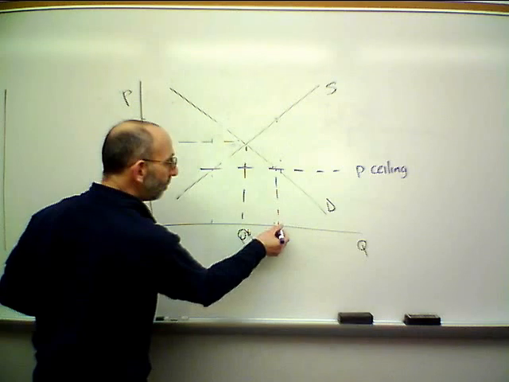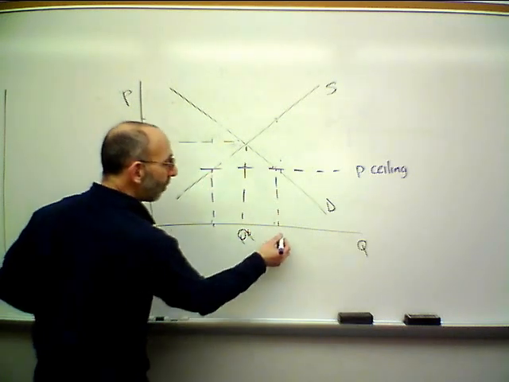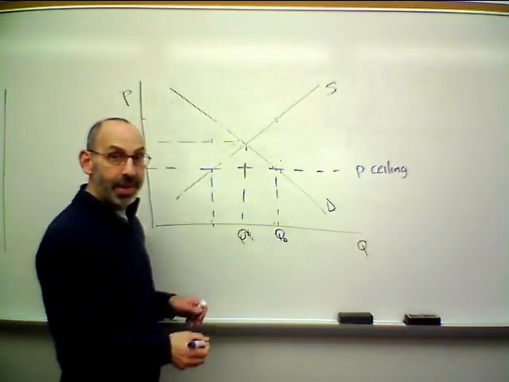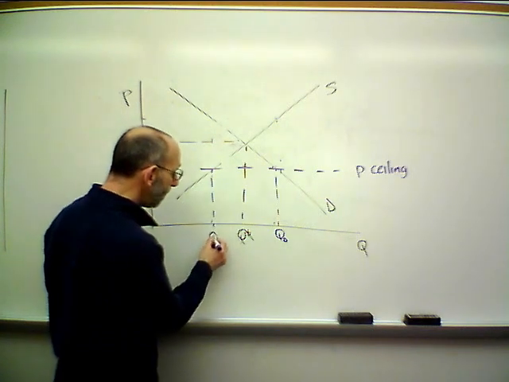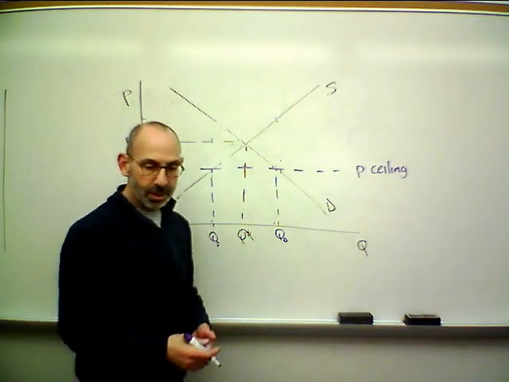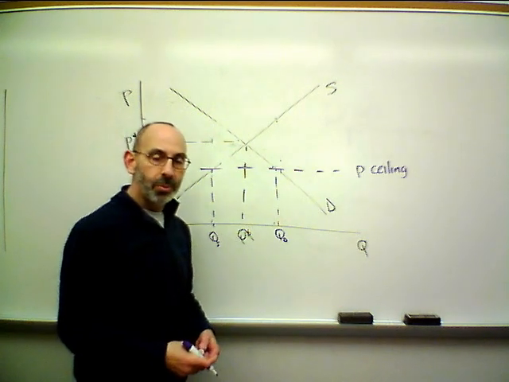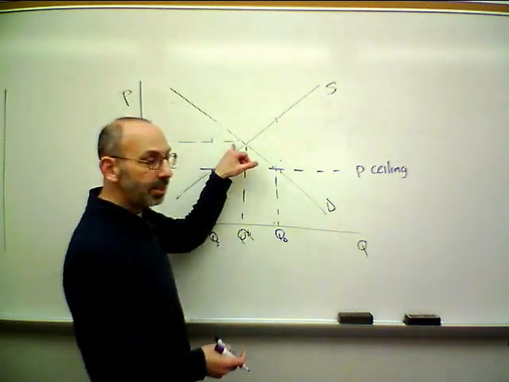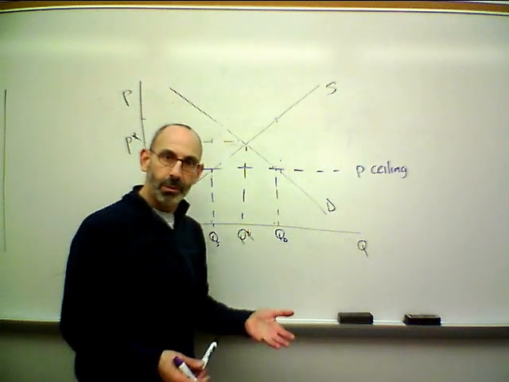We find that quantity demanded is up here, quantity supplied is less. We have excess demand. Does that make sense? Well, the price of something that people like, that we're happy to buy at this quantity, has now gone down. Wow.